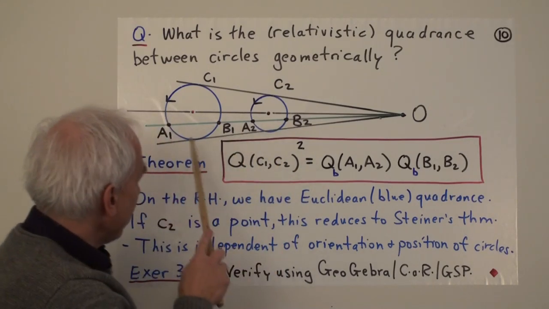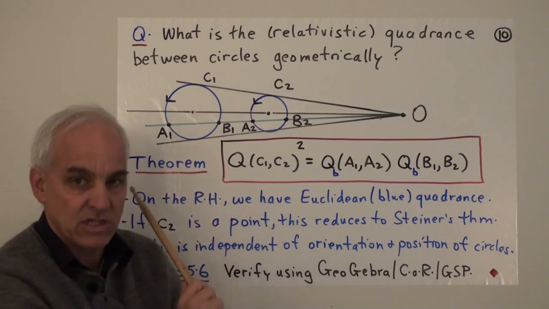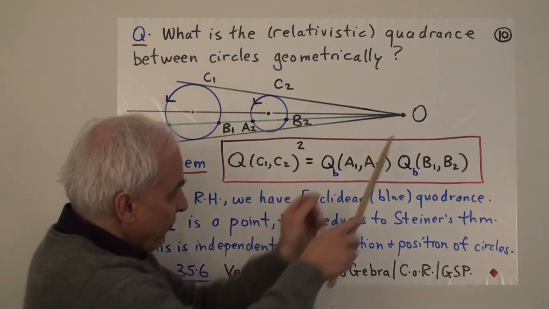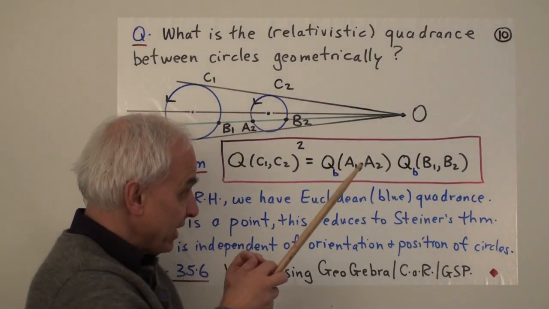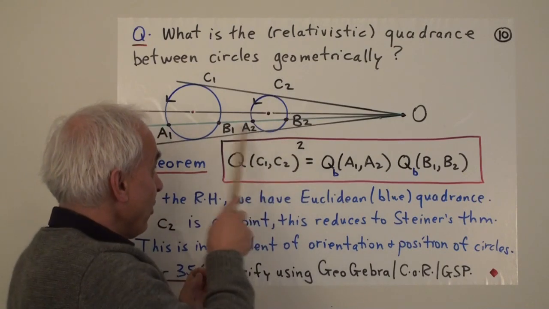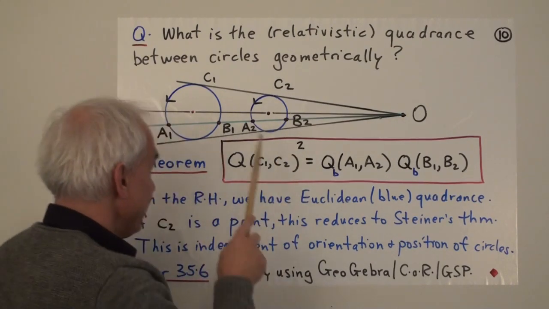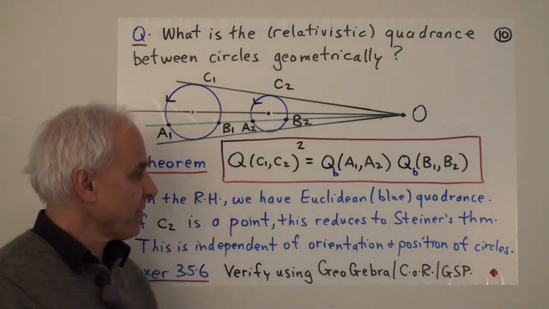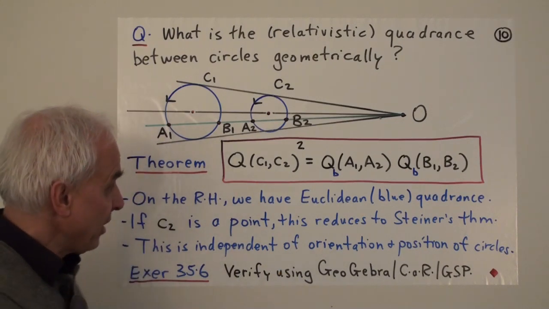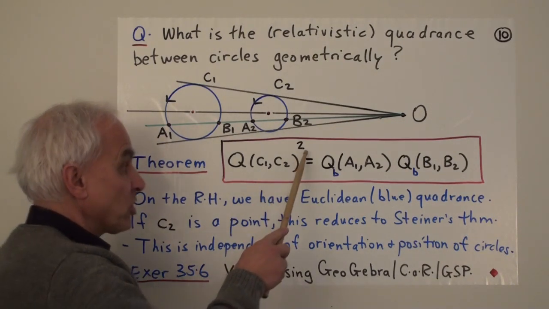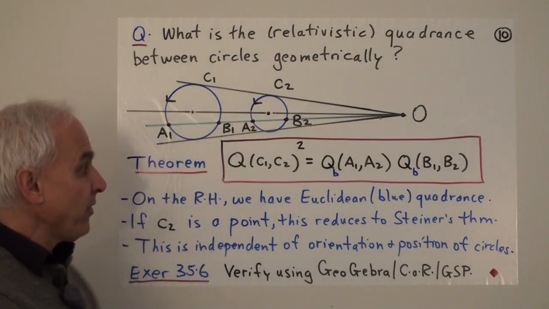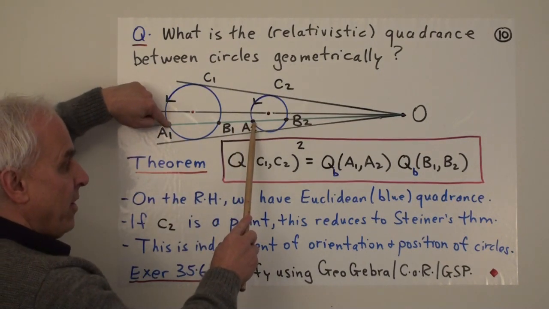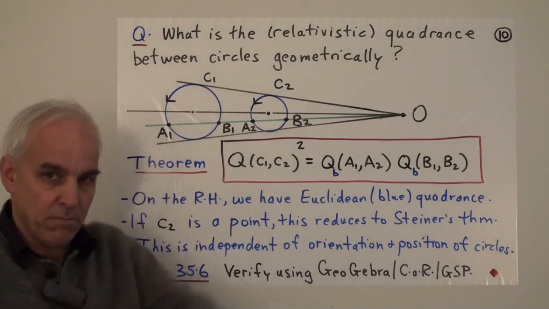An important condition is that our labeling is such that A1 and A2 correspond and B1 and B2 correspond. What that means is that if we're considering the dilation whose center is O, that sends this circle to this circle, then that dilation will send A2 to A1 and B2 to B1. So then the theorem is that the quadrance between the two circles squared equals the product of the Euclidean quadrance between A1 and A2 and the Euclidean quadrance between B1 and B2.